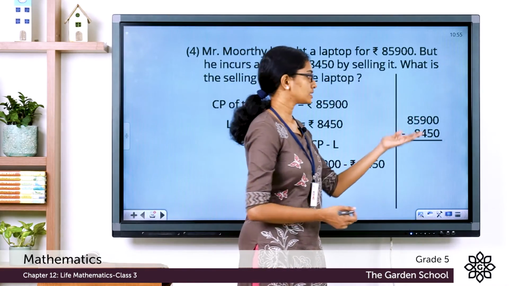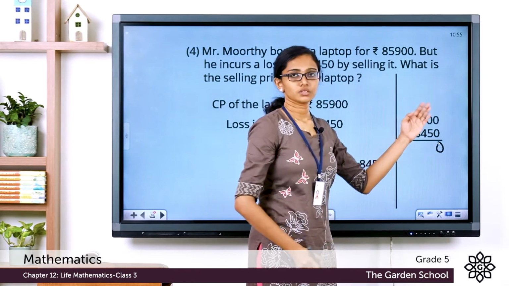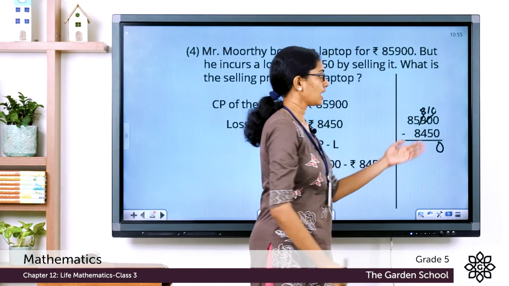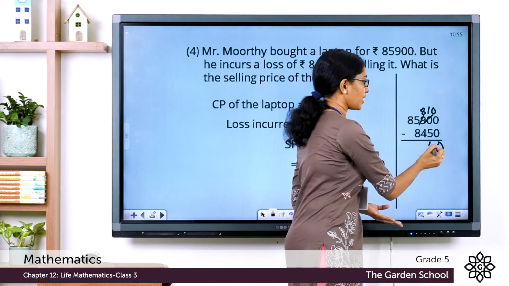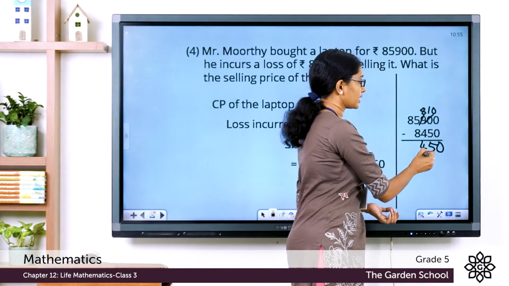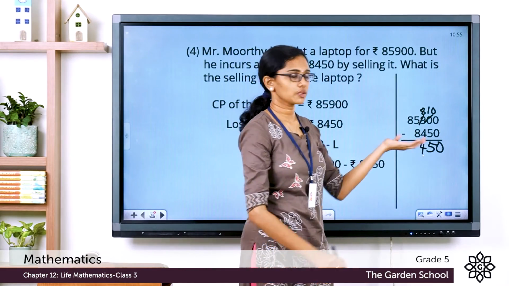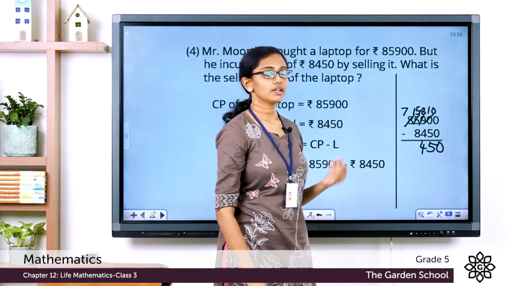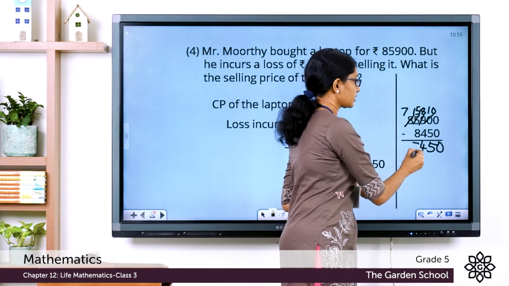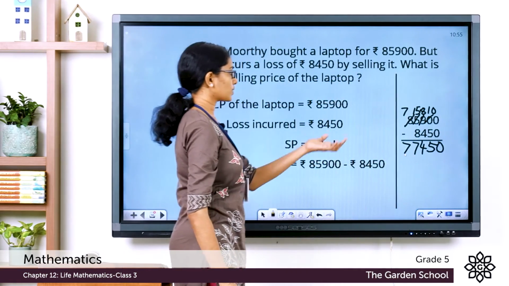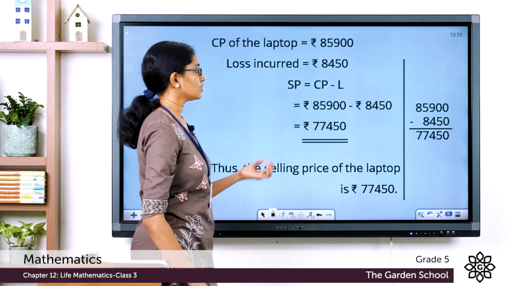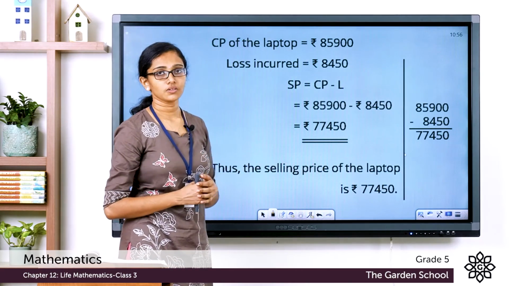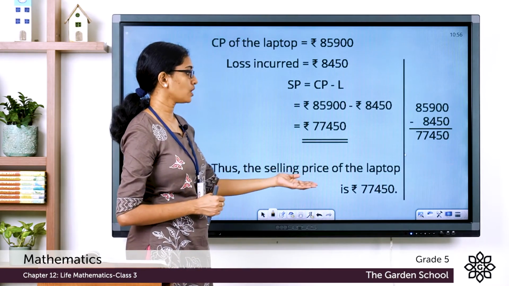So here we have 0 minus 0, 0. 0 minus 5 we cannot do. So let's borrow from the next place, making this 8 and this 10. Now 10 minus 5 equals 5 here. 8 minus 4, 4 here. Now 5 minus 8 we cannot do. So let's borrow, making this 7 and here 15. Now 15 minus 8 is equal to 7. Now again this 7. So what is the difference? The amount is equal to 77,450 rupees.